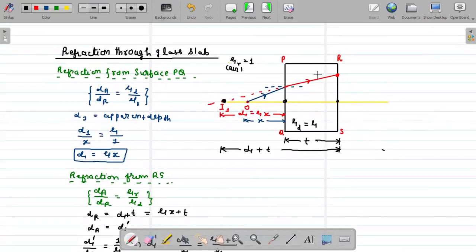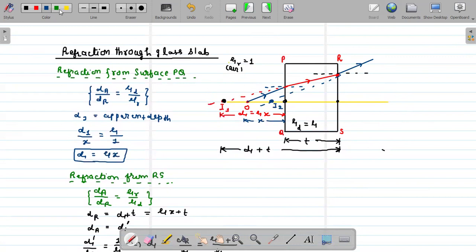Let's see, this is a normal at this point. Now here the ray is going from denser medium to rarer medium. So when it goes from denser medium to rarer medium, it moves away from the normal, like this. Now if I extend it in a backward direction, I'll get the image here. This is I2, my image I2.